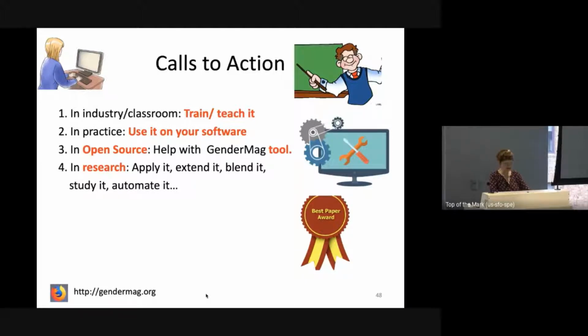If you are a researcher, you can apply it, extend it, blend it, study it, and automate it, leading no doubt to Best Paper Awards, because why wouldn't it? You can help us with our emerging best practices. So the ones that we've talked about, these were process practices. That's what's on this handout.